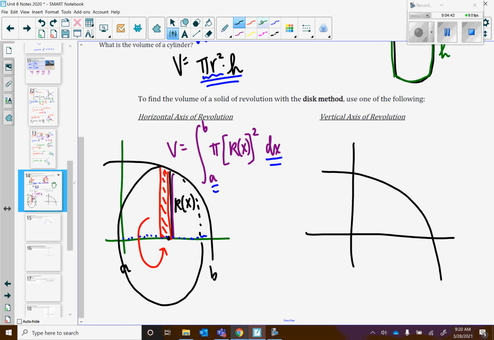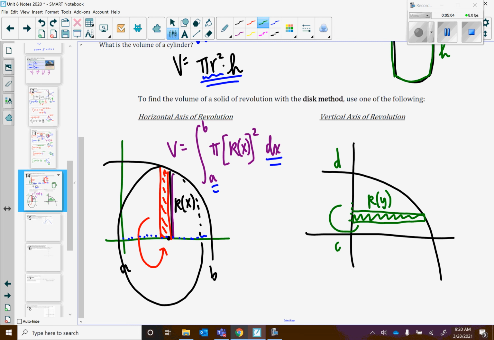Same function, but in this case, instead of going from a to b on our x-axis, let's say we go from c to d on our y-axis. In this case, we are looking at this horizontal radius, and this radius is now a function of y. This length here depends on which y value on our y-axis we are at.